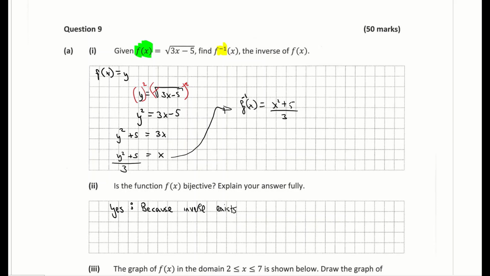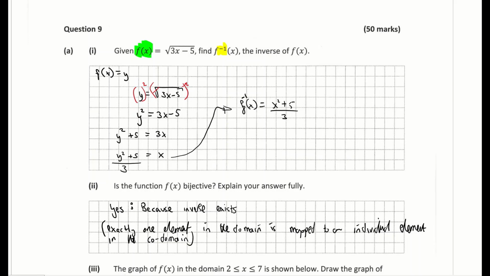Okay, and if you want, what's our definition of bijective? Bijective is when exactly one element in the domain is mapped to an individual element in the codomain. So if we want to just write that down, it gives a little bit of an explanation to what it is. So exactly one element in your domain is mapped to an individual element in the codomain. Okay, so either of those explanations should be fine there, but because an inverse exists, that means it's going to be bijective, because you have an input and an output there for x and f of x.